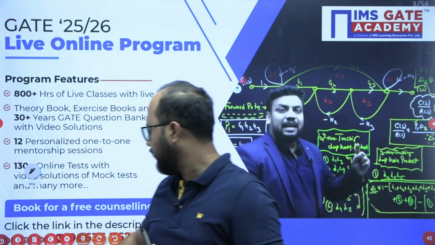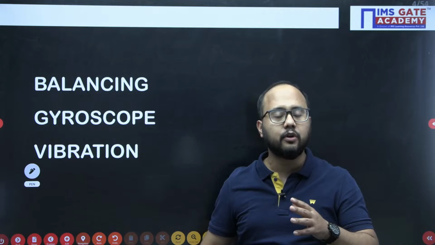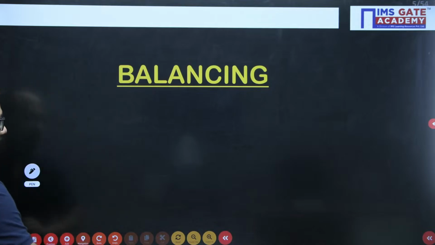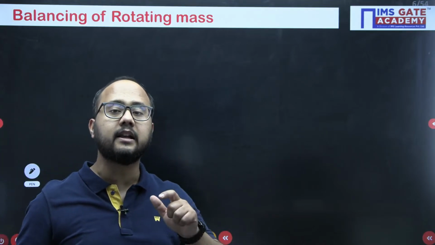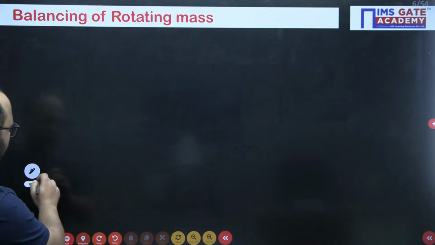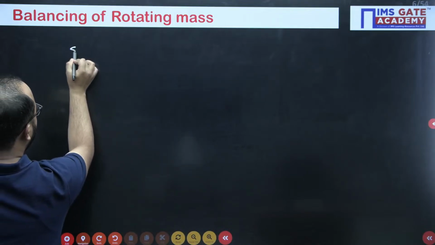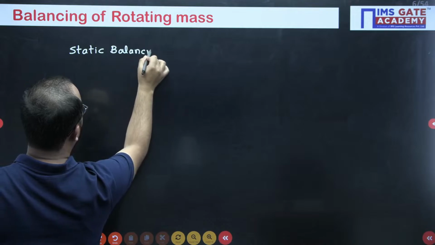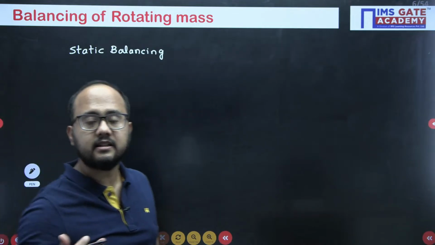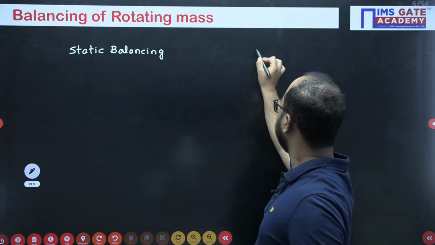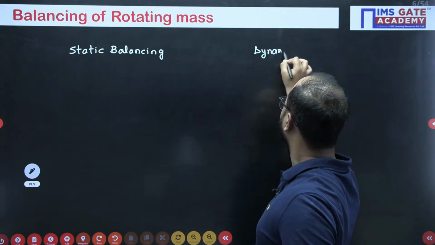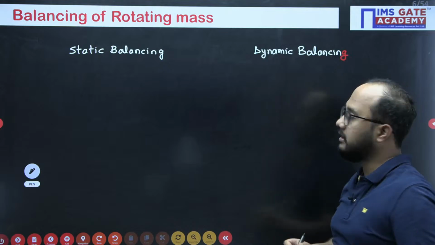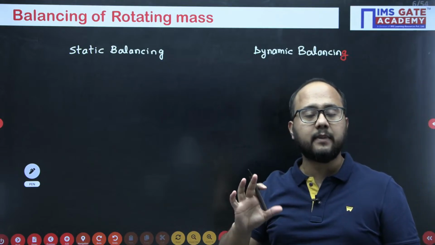So now we will start our session here. The first topic that we are going to discuss here is balancing, and then gyroscope and vibration. Now, in balancing, the first thing that we need to discuss is the balancing of rotating masses. In balancing of rotating masses, there are two cases: static balancing, and the second case, dynamic balancing.